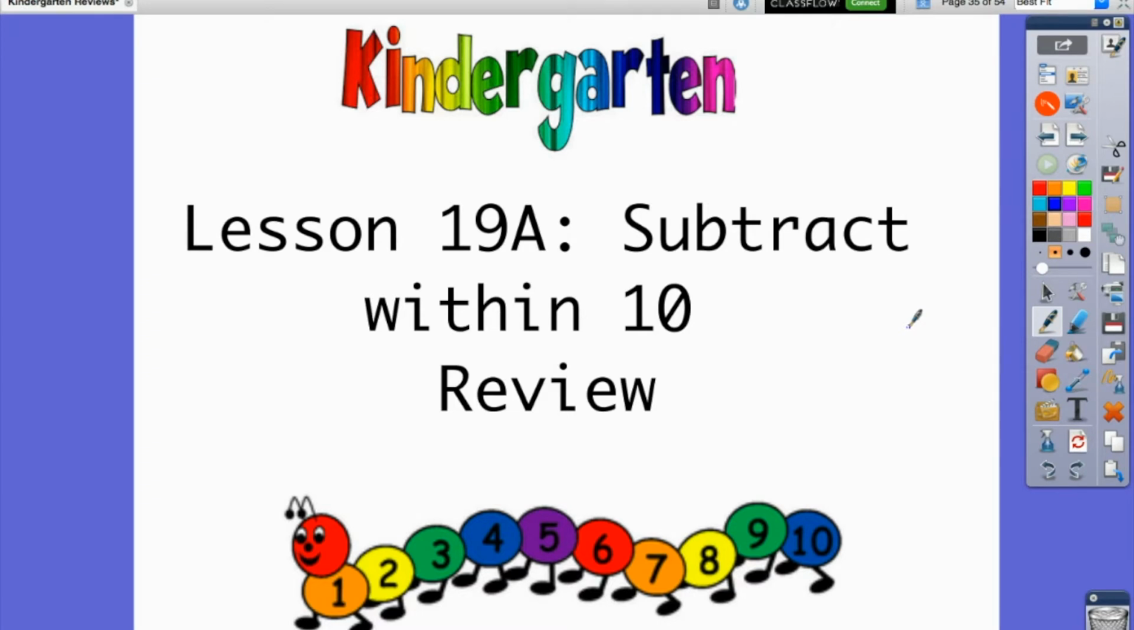Just like we've done in this whole unit, we've worked on addition and subtraction. We worked on addition, counting numbers to 5, and then counting numbers to 10. And then we also did subtracting numbers within 5 and numbers within 10. So that's what we're doing this week, subtracting within 10.